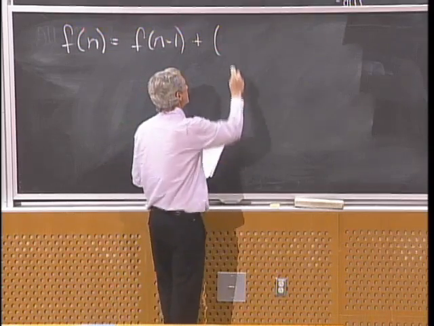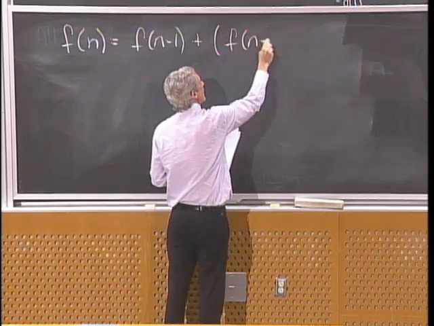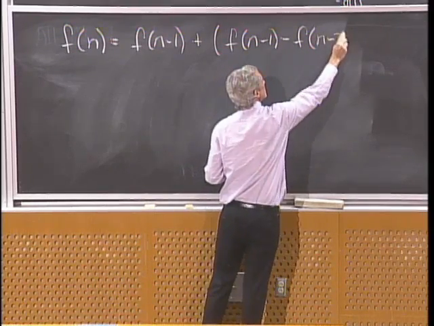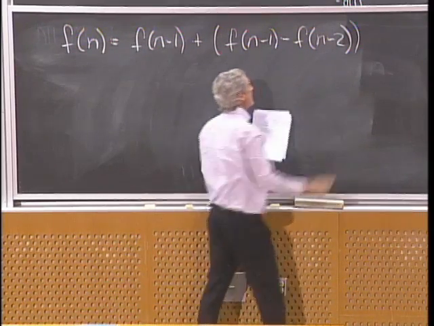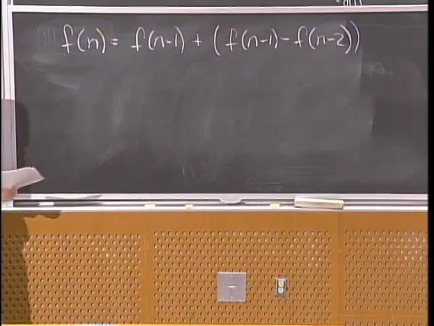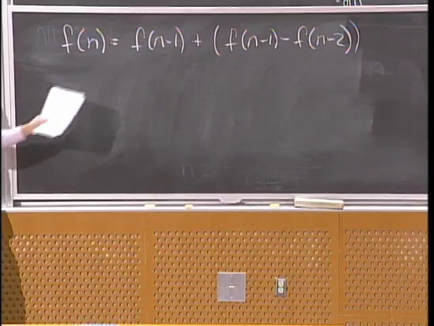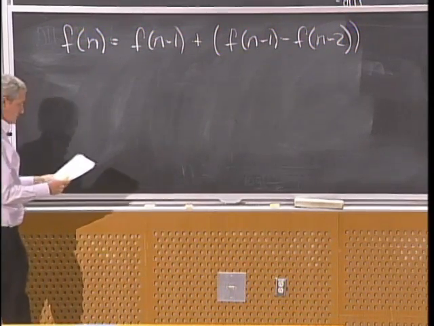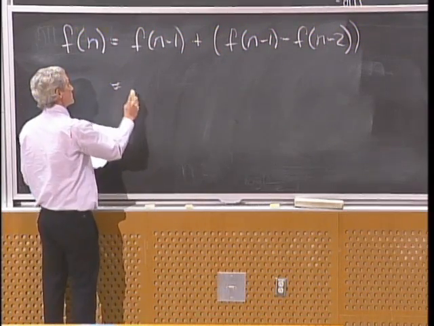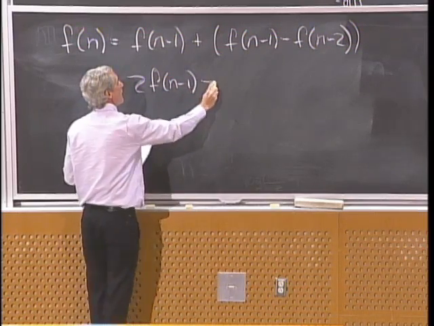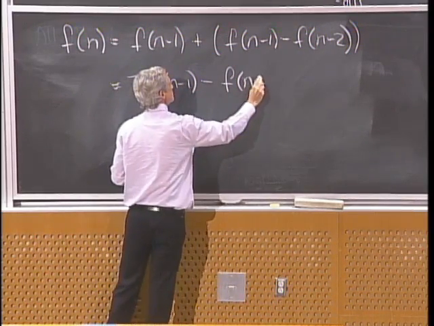So that's all the ones that were alive last year minus the ones that were alive the year before. That's how many new plants there were last year. And they each produced one new one this year. Is that OK? Everybody buy that? OK. So that equals 2 f of n minus 1 minus f of n minus 2.